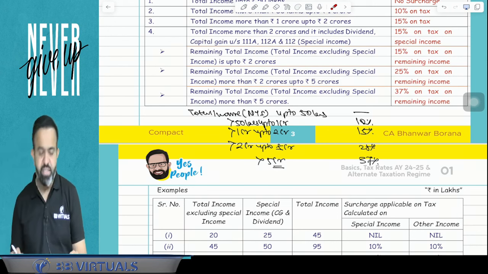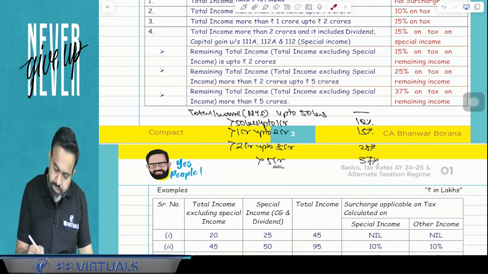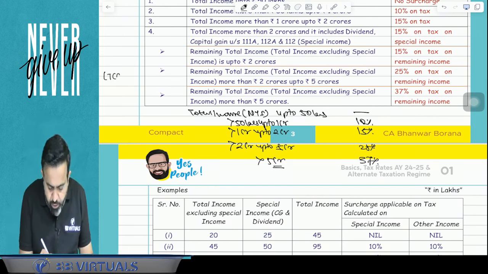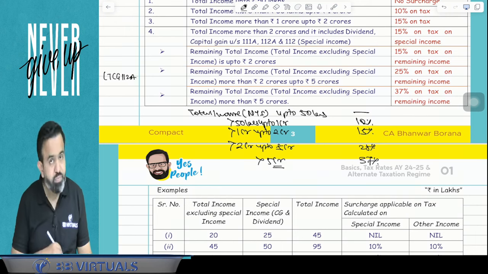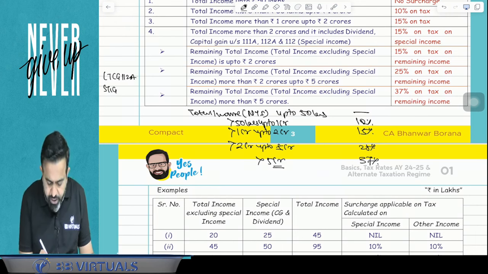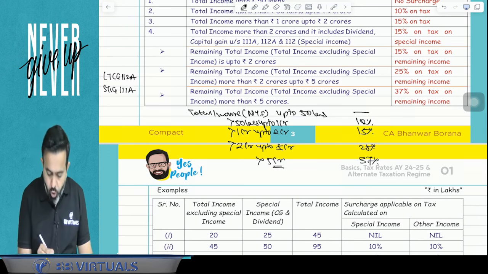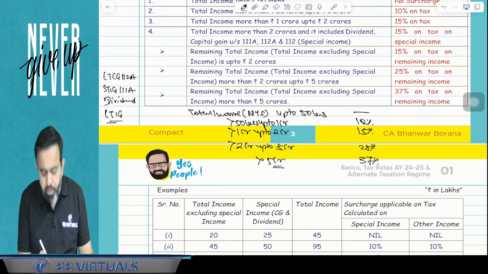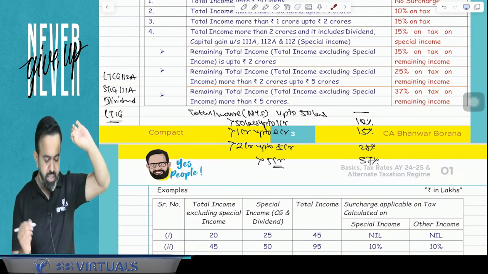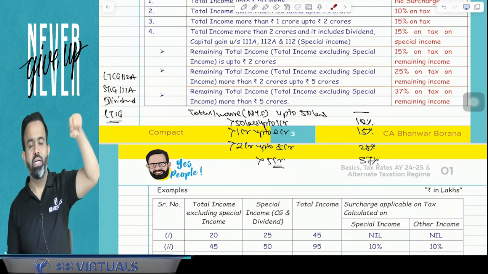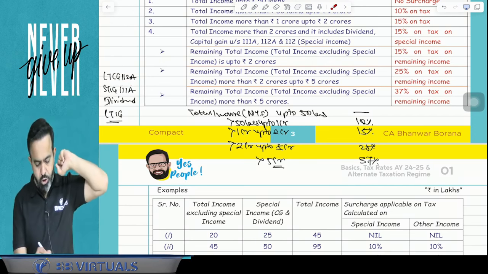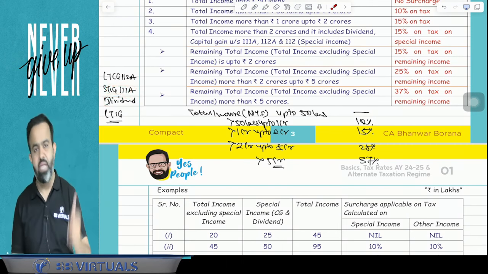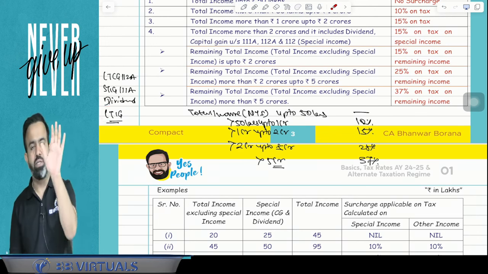Now guys, try to understand one thing. The lawmaker says that suppose you have some special income. Special income means either long-term capital gain 112A, or short-term capital gain from the share market 111A, or dividend income, or a normal long-term capital gain. Remember, LTCG 112A is taxable at 10% in excess of 1 lakh, STCG 111A is taxable at 15%, dividend income is taxable as per slab rate, and LTCG is taxable at 20%.